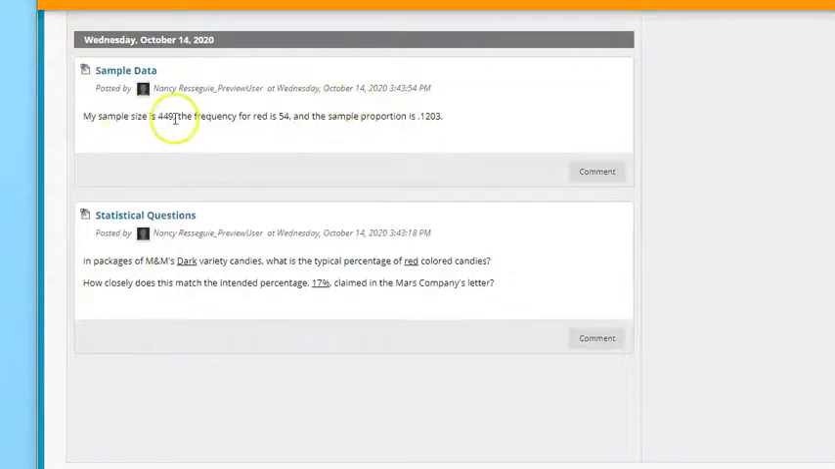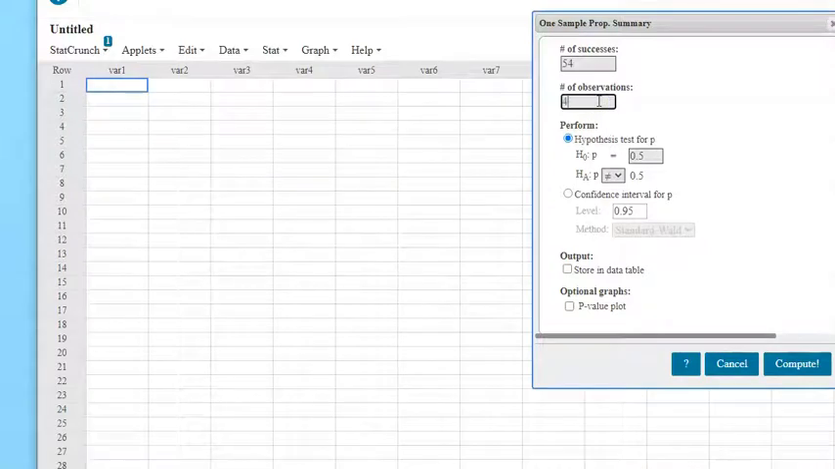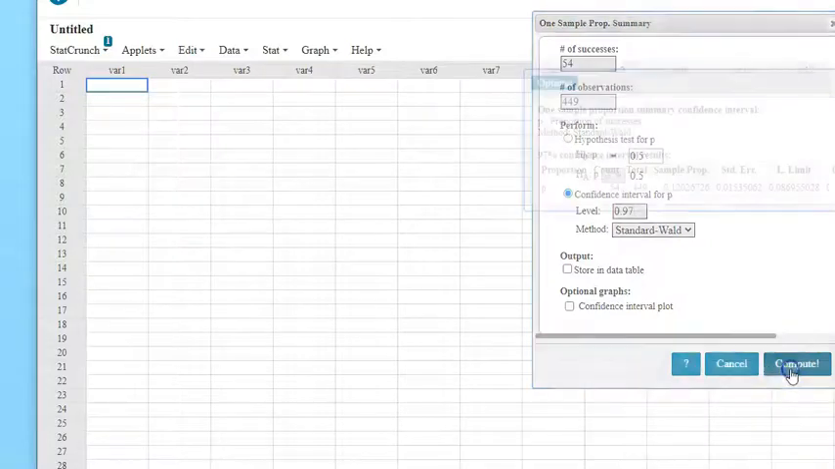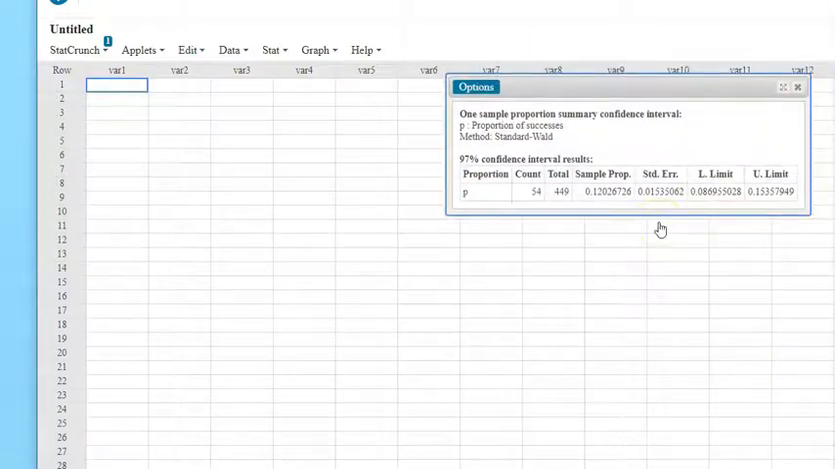My total number, my sample size, was 449. That's going to be my number of observations here. I want a confidence interval, and here I want to put in whichever confidence level I chose in the end. For me, it was 0.97, or 97%. Now here are my results from StatCrunch.